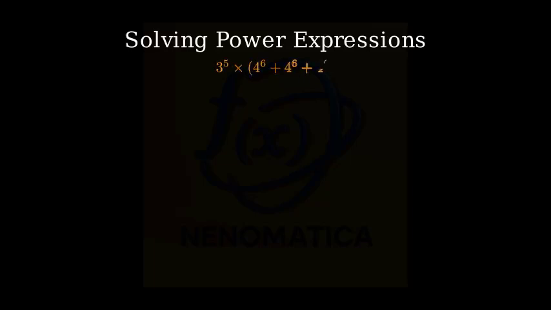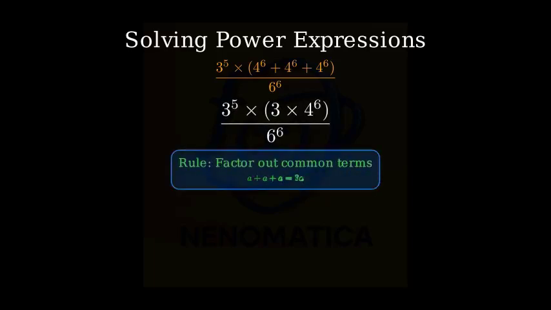Welcome to this math tutorial, where we'll be solving expression problems involving powers. Let's start with our first example. We need to simplify the expression 3 to the power of 5 times the quantity 4 to the power of 6 plus 4 to the power of 6 plus 4 to the power of 6, all divided by 6 to the power of 6. First, let's simplify what's inside the parentheses.